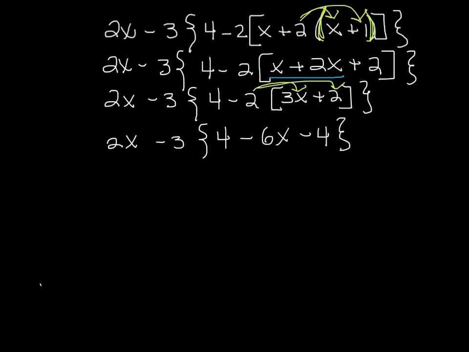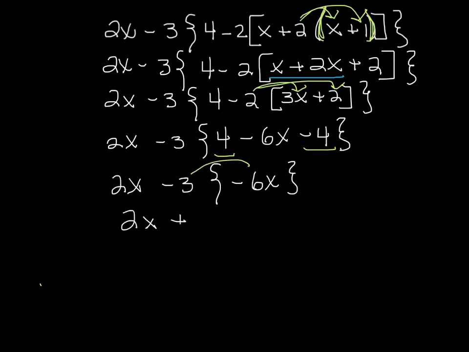I'm going to combine like terms here. 2x minus 3. The 4 minus 4 goes away. I'm going to multiply here. So I get 2x, negative times a negative, 18x, 20x. That's kind of messy.